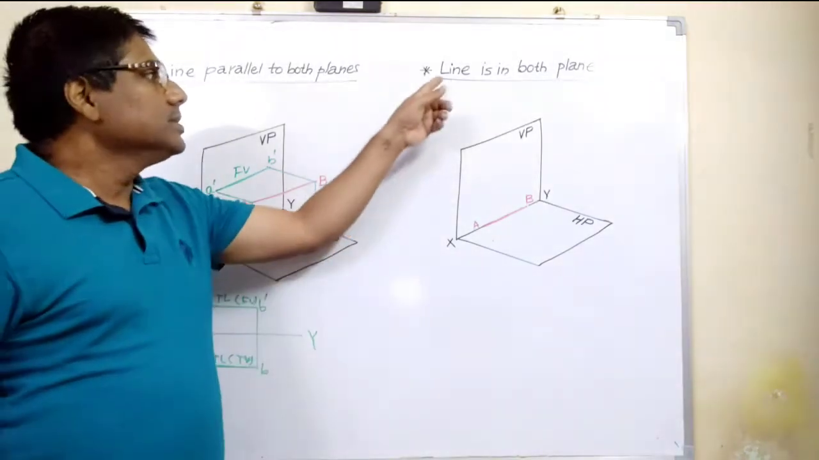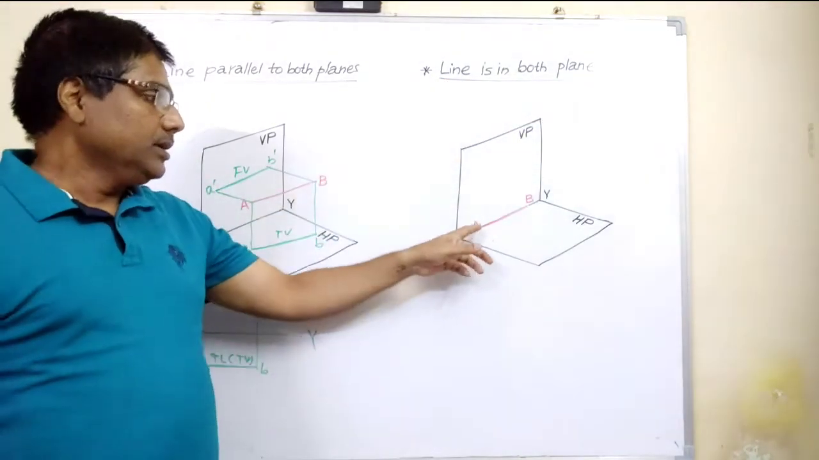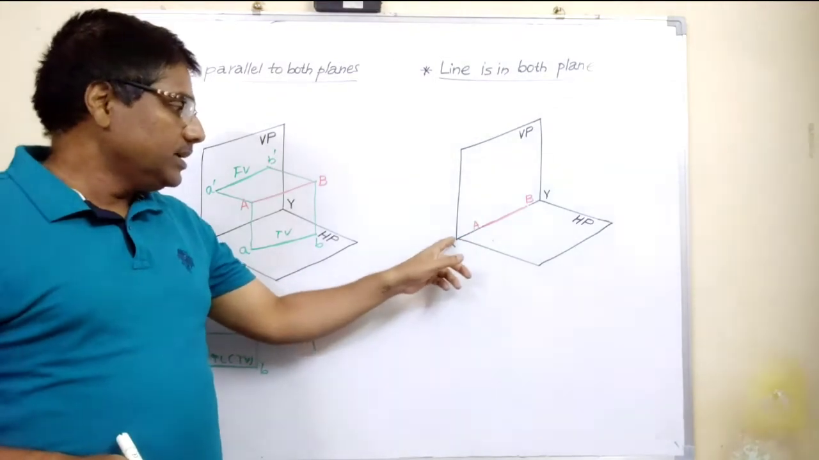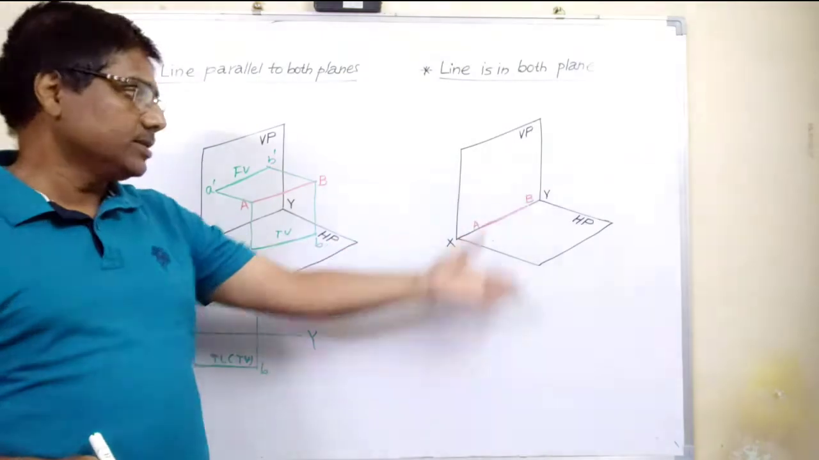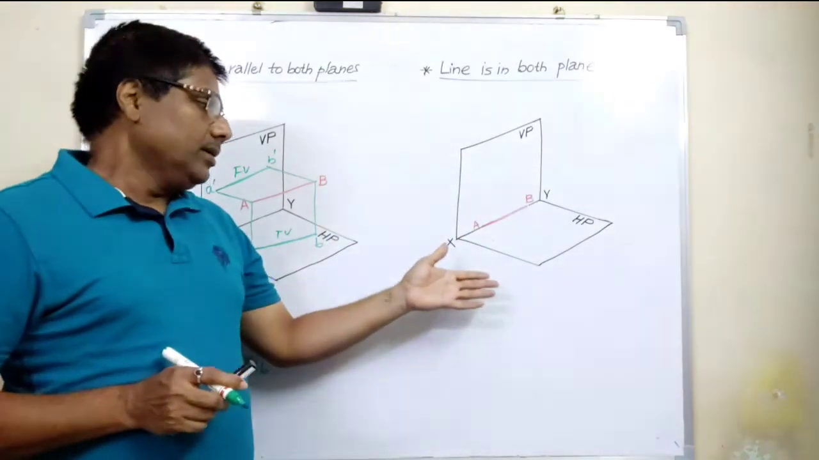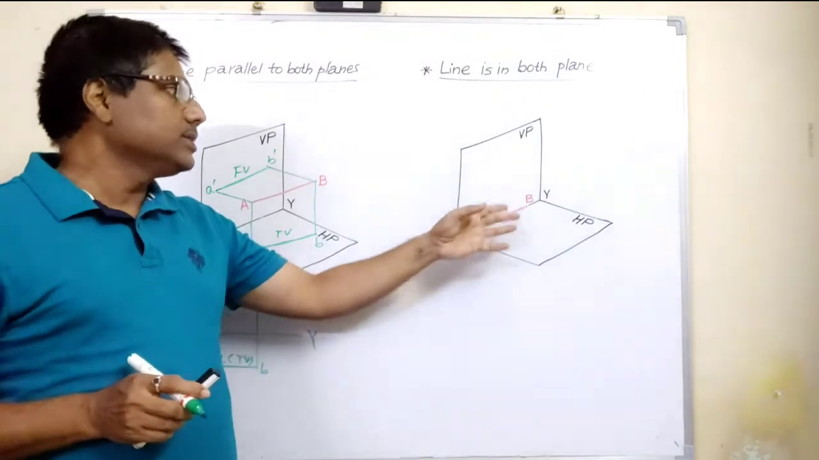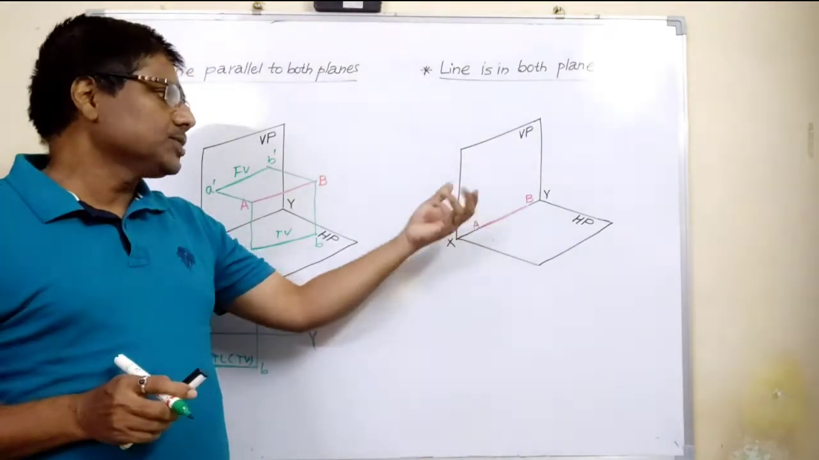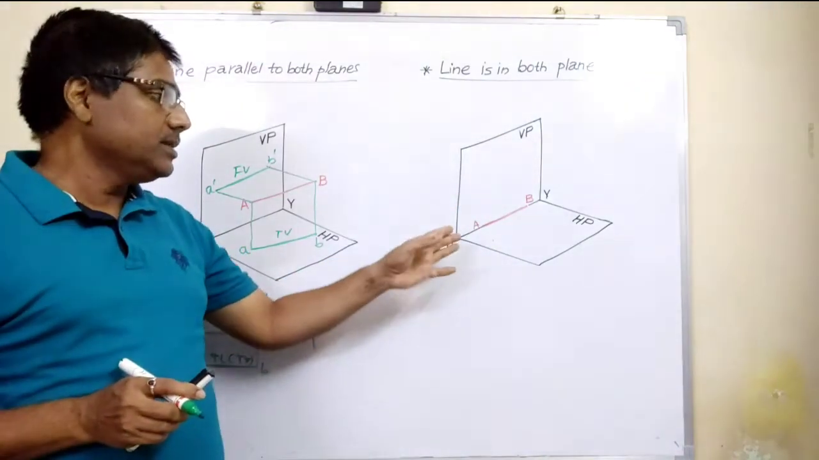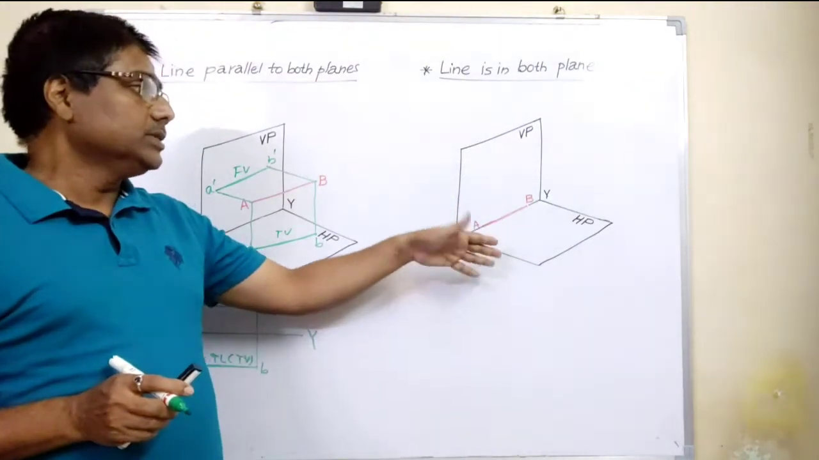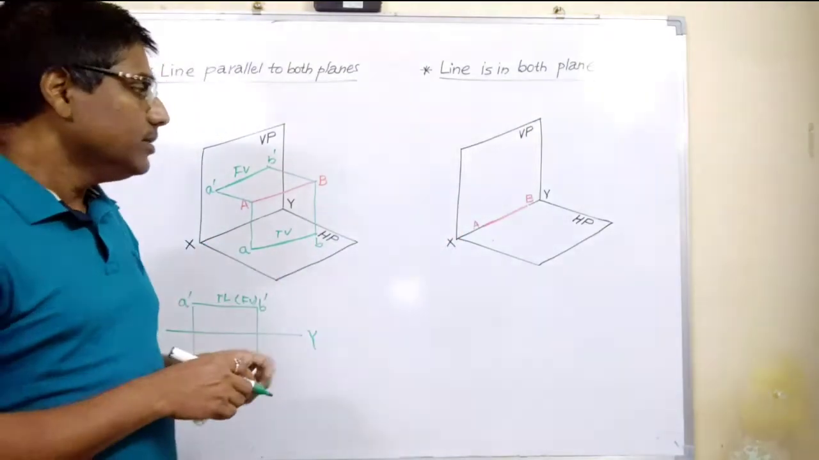Now, this is second case. Line is in both the planes. Here, as line is in both the planes, it is coming on XY line. This XY line is common to both the planes. If I try to draw its projections, if I want to project both the ends on vertical plane, there is no space or no question of projecting the ends, because as the line is lying on XY, which is the common line to both the planes, line itself will act as front view.